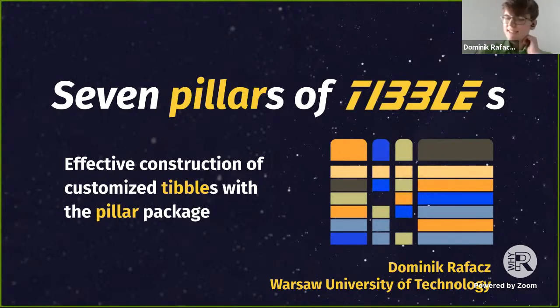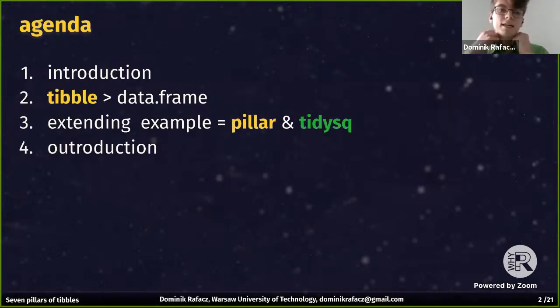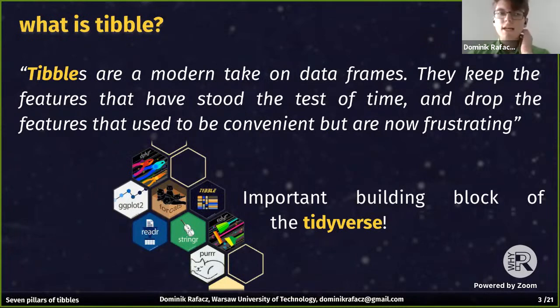During this presentation, I will show you what a tibble is, why using tibble over data frame is better, and how you can easily extend this package. So what is a tibble? According to the official website, tibbles are a modern take on data frames. They keep all features that have stood the test of time and drop all features that used to be convenient but are now frustrating. Tibbles are just a substitution for data frames, and they are an important building block of the tidyverse. Among all the tidyverse packages, most of them, instead of using data frames, use tibbles. For example, applying operations using the dplyr package returns not a pure data frame, but a tibble.